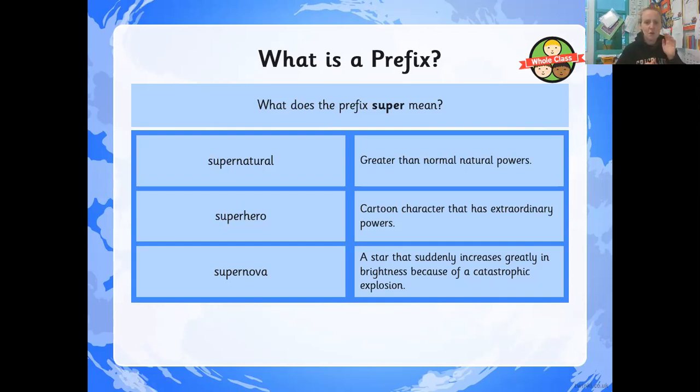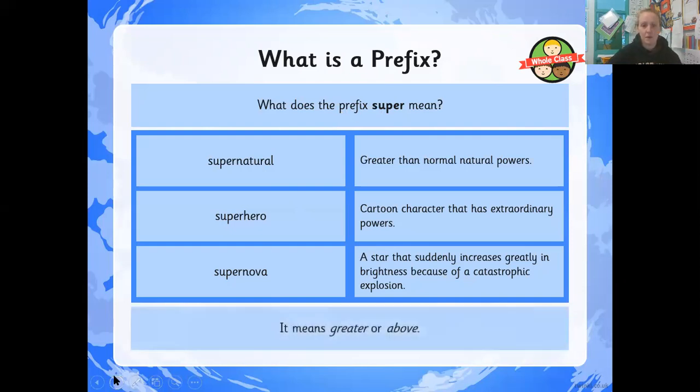So if you've got supernatural powers, you've got greater than normal powers. If you're a superhero, you've got greater than normal extraordinary powers. If it's supernova, it's got greater brightness because it's got extra things going on. So it looks like the word super makes things greater, bigger than, more than.